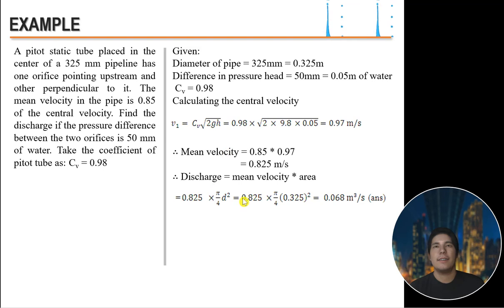And we can now get the discharge. We have this mean velocity, which is 0.825, multiplied by the area, which is pi over 4, 0.3. This must be 0.98 rather. Okay? So the discharge of our Pitot tube is 0.068 cubic meter per second. So it's really just plug and play in the formula.